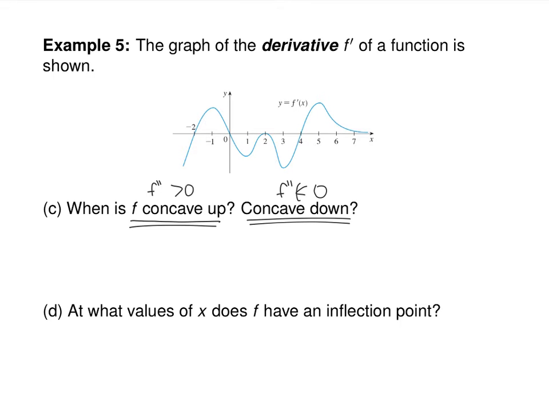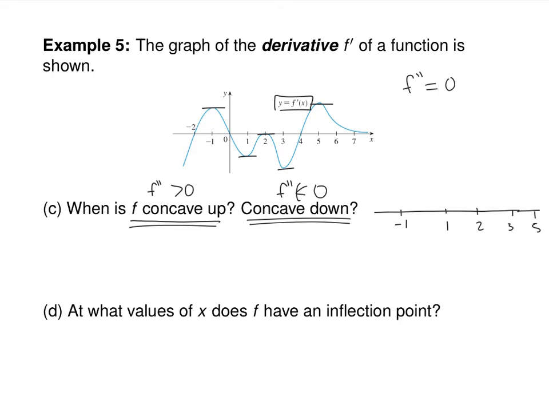So first we figure out where the second derivative is 0. So when is f prime prime going to equal 0? Look at that picture. At -1, and 3, and 5. You guys agree? Because the second derivative is the derivative of this thing, and the derivative of this thing is 0 there, there, there, there, and there, right?